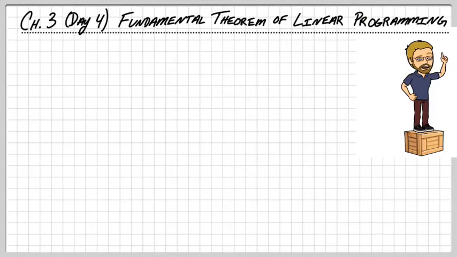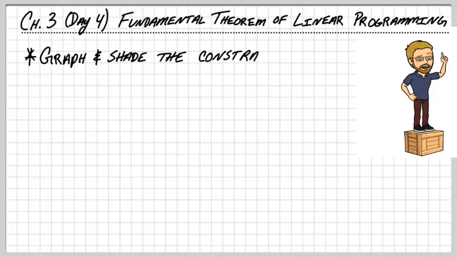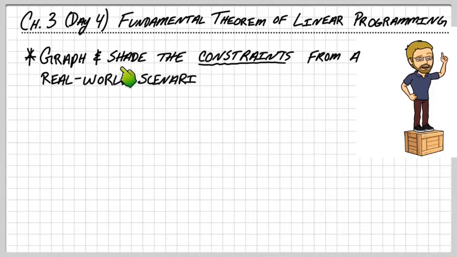So some things that we've been successful doing so far leading up to today. We know how to graph and shade inequalities or systems of linear inequalities. Now we call those constraints from a real-world scenario. So we've been successful in doing that.